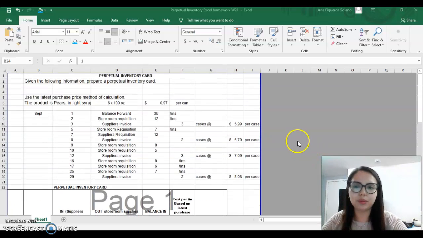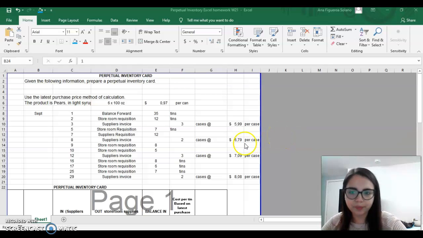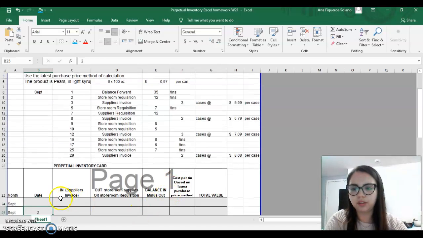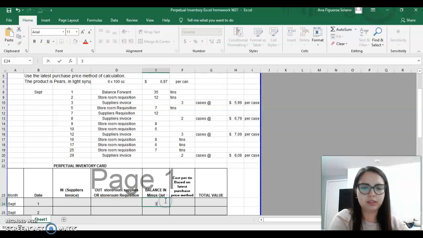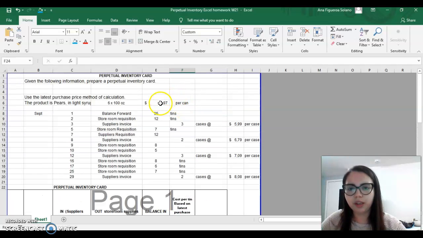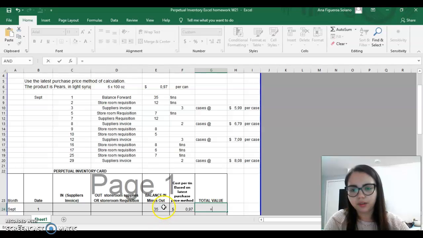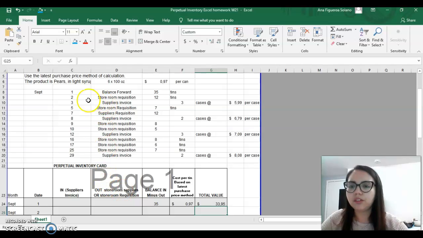Today we're going to learn how to do a perpetual inventory card in Excel and how to use the roundup formula. We're going to do the inventory for pairs, so we have that the balance right now for September 1st is 35 things. So we're going to plot it here in balance. And the cost would be 97 cents. So we put them here. To know the total value, we're going to multiply the amount of things and the cost. Enter.